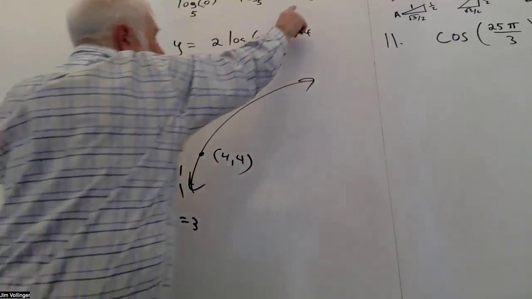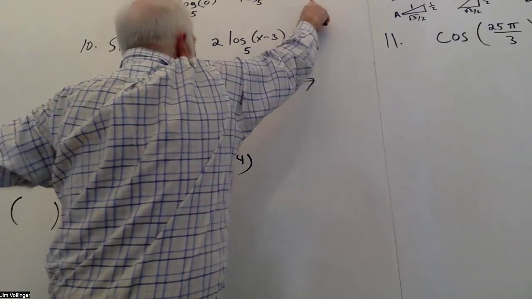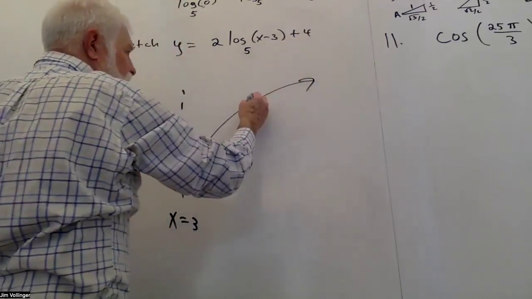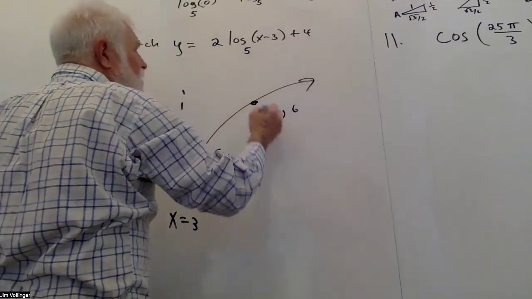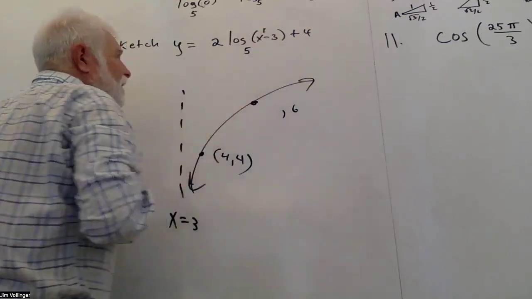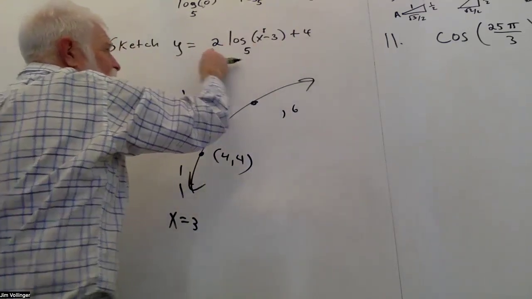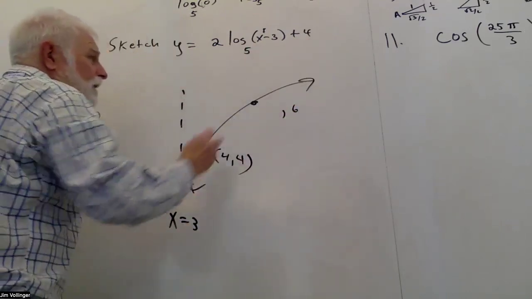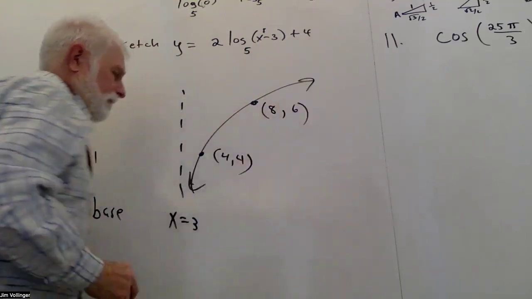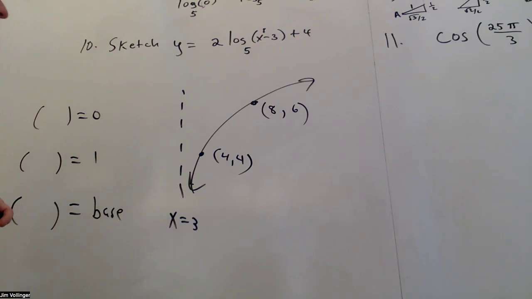The next, if you can make the parentheses the base, you're going to get 2 plus 4 is 6 without even looking. But let's put an 8 in. 8 minus 3 is 5. What's log base 5 of 5? 1. 1 times 2 is 2 plus 4 is 6. And so now we are done graphing a log.